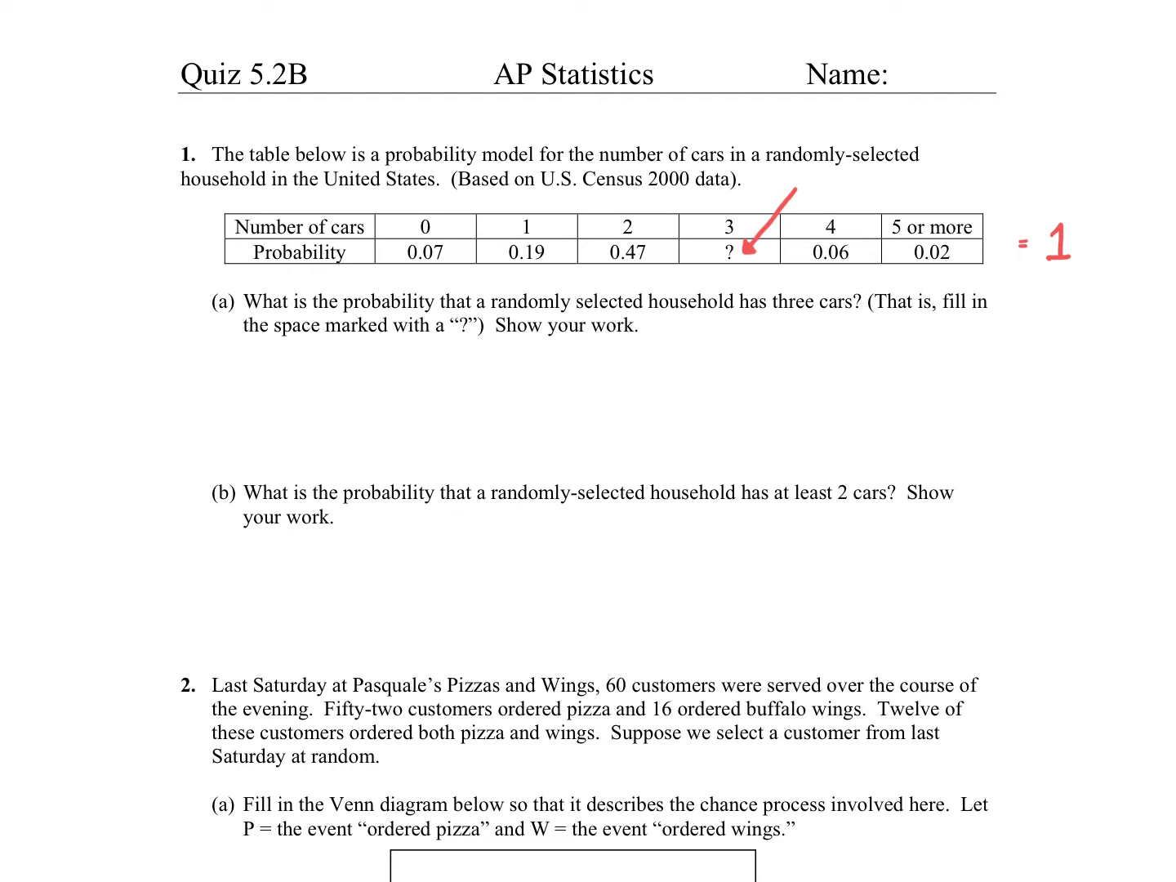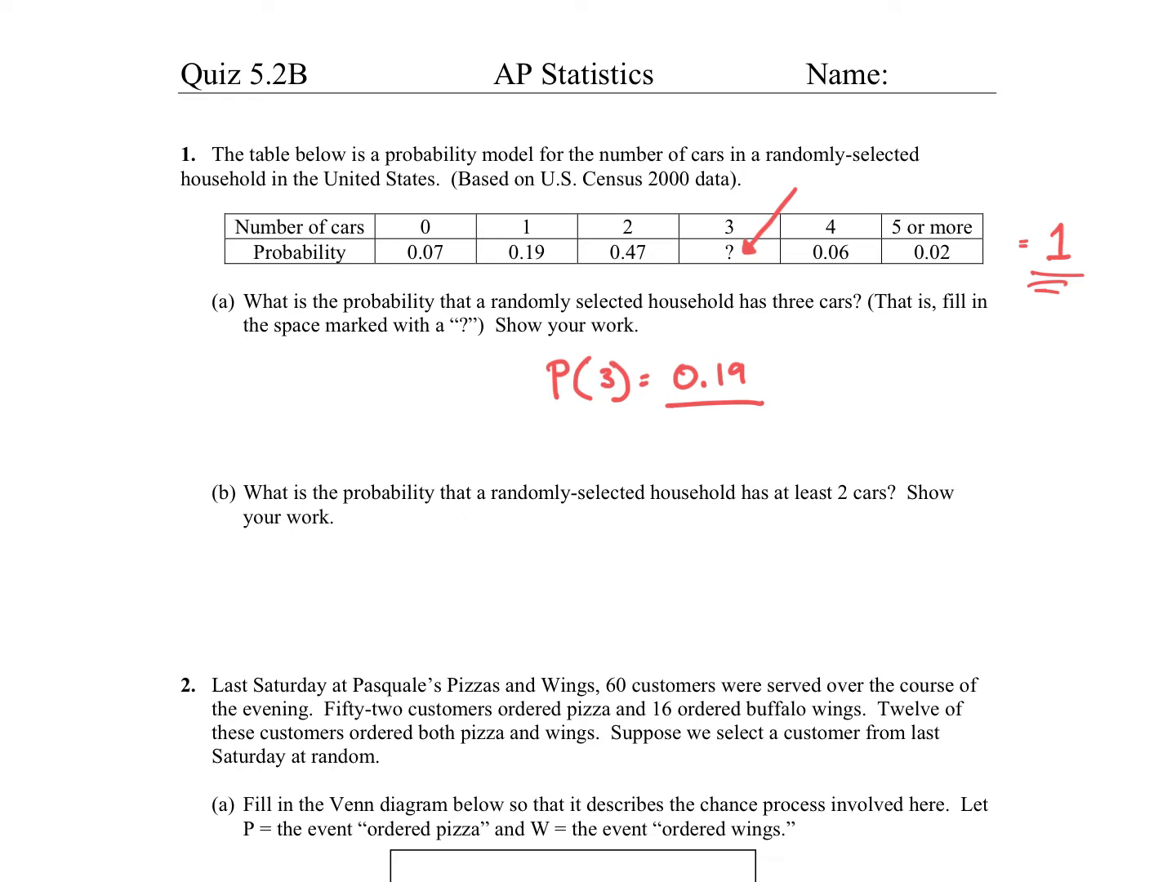So we're going to take 0.07 plus 0.19 plus 0.47 plus 0.06 plus 0.02. That's equal to 0.81. So obviously what's missing, the probability that somebody has 3 cars, is equal to 0.81. Whoa, no, sorry. That is what it all equals right now. So 0.19 will be the one that is missing. Okay, easy enough, because it's got to add up to 1 or 100%.